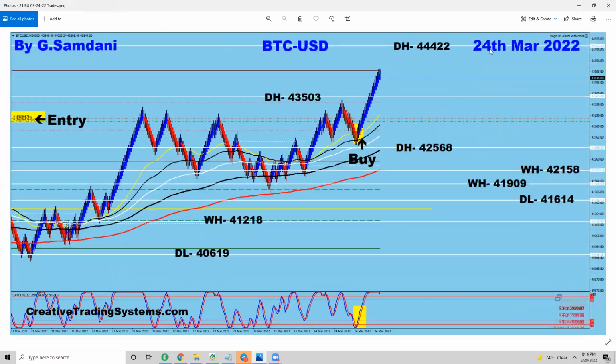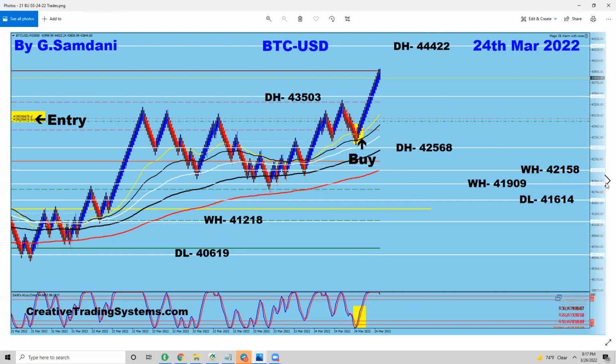BTC USD on the 24th. Nice, beautiful, same kind of setup, right? This here goes all the way down. Yellow is above the black. Red candle comes into the wave and then bouncing. A couple of blue candles. I opened the trade, nice and clean.